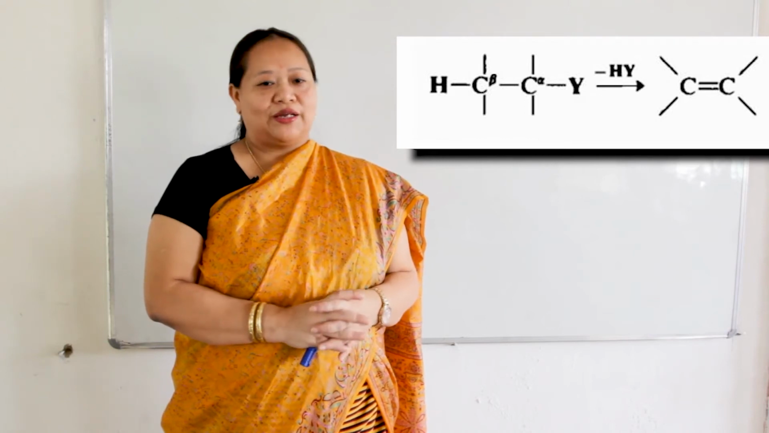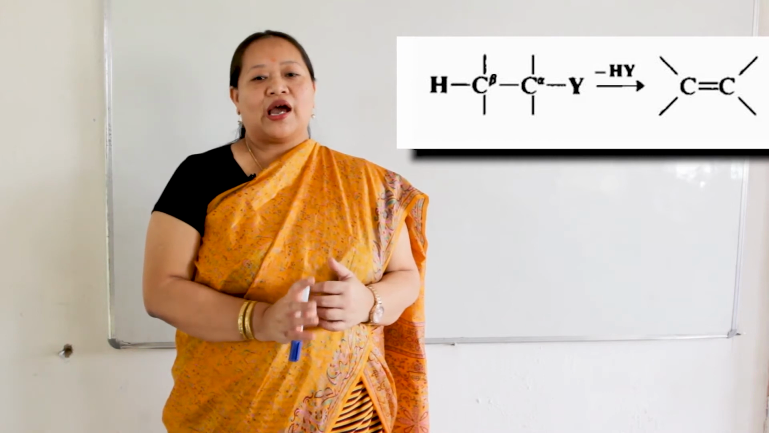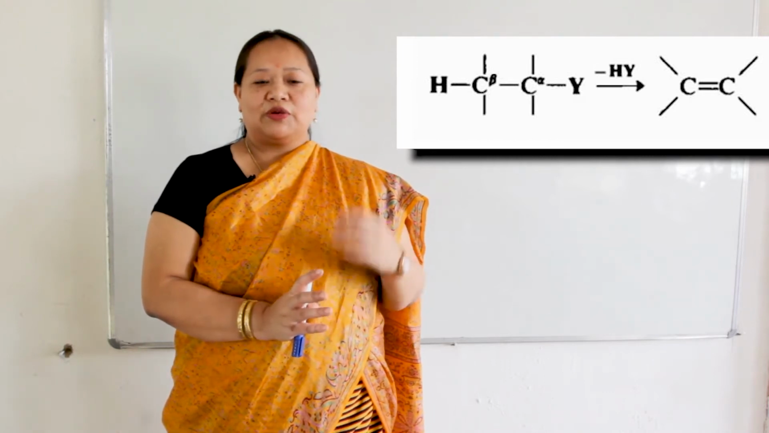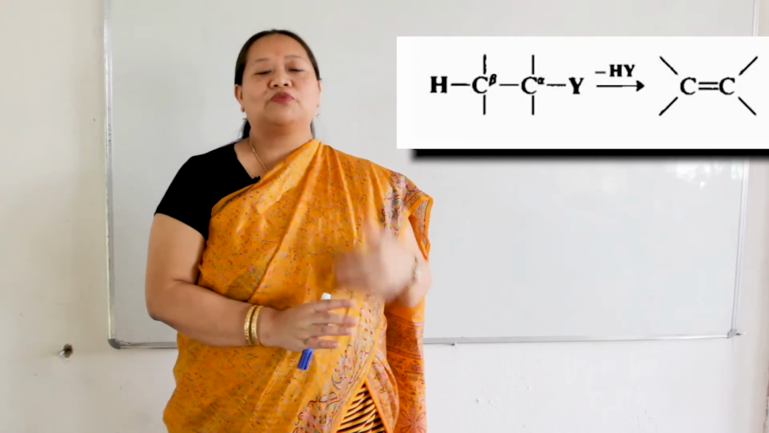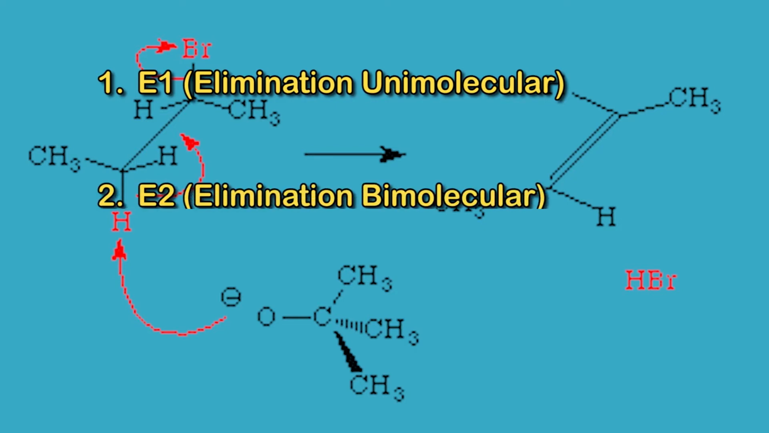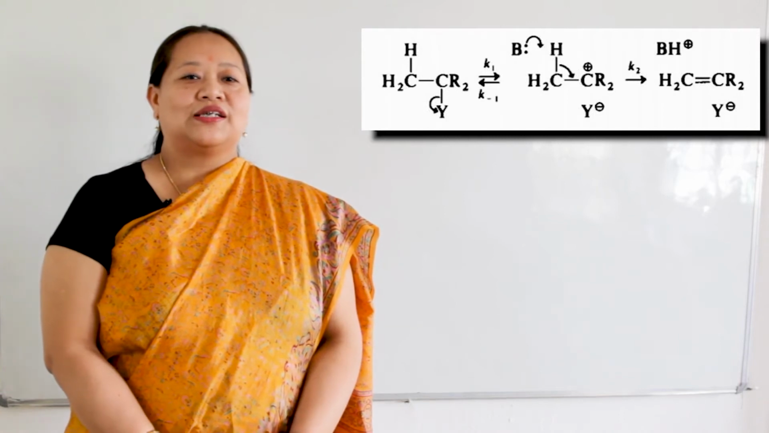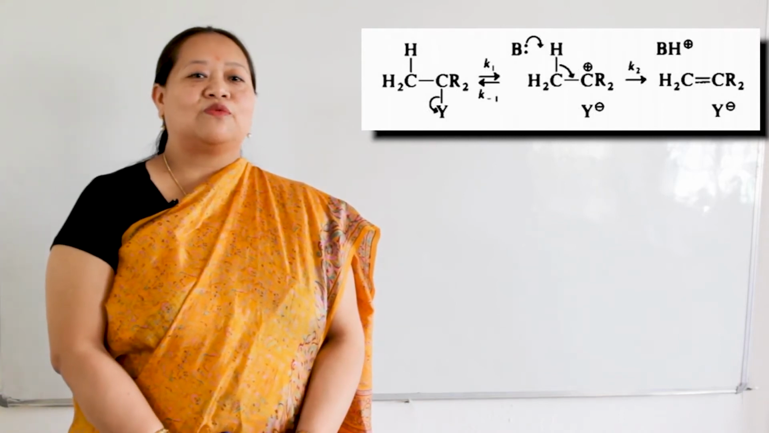So based on the mechanism of the reaction, the beta eliminations can be further grouped into 3 main divisions. That is the E1 elimination reaction, which is known as elimination unimolecular. Then the second is the E2 reaction, or the elimination bimolecular reaction, and the third one is E1CB, or elimination unimolecular of the conjugate base. So now let us discuss these reaction mechanisms one by one.